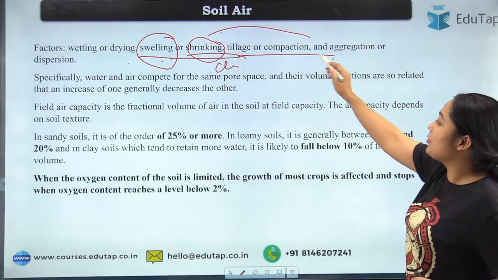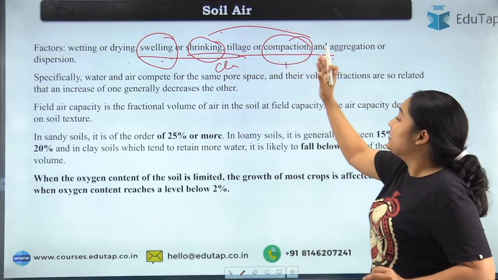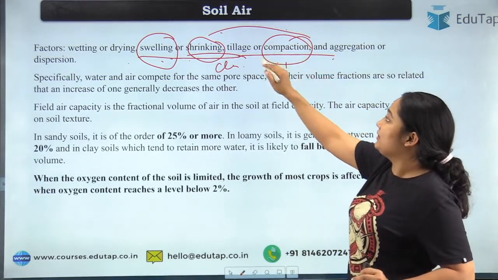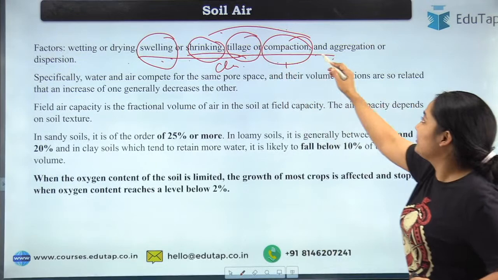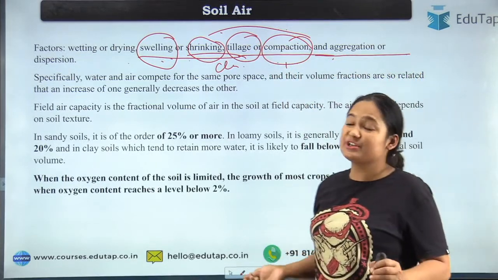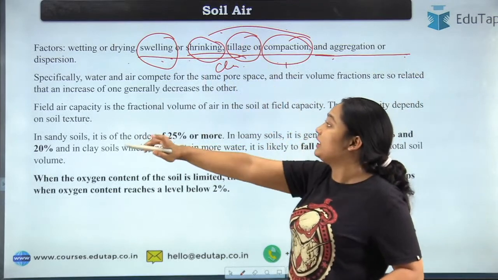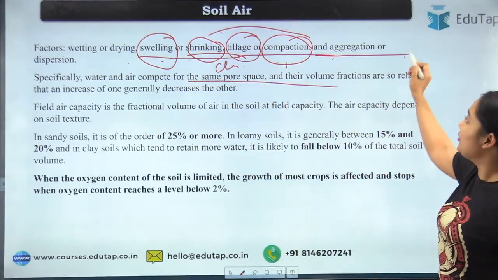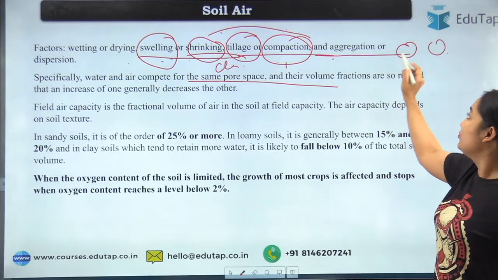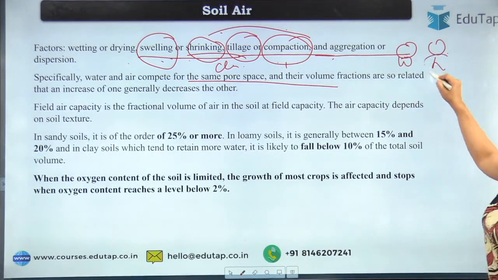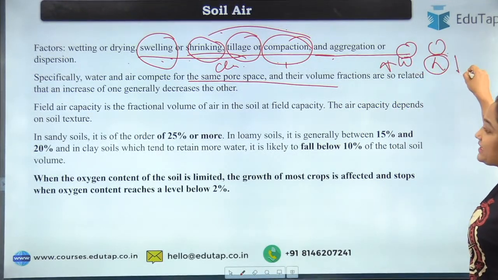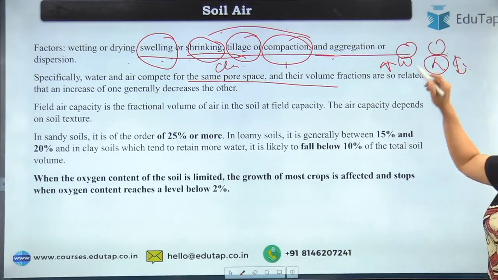Talking about tillage and compaction, if compaction is there, again the pore space available will be less, and with tillage more will be available. Then aggregation and dispersion are there. These are the kinds of factors that affect soil air. Another thing you should know is that pore space is limited, and water is competing with air. So if the amount of water increases, air will decrease. If air increases, water will decrease.